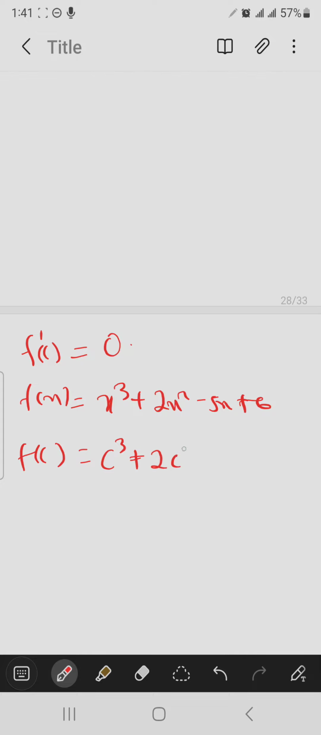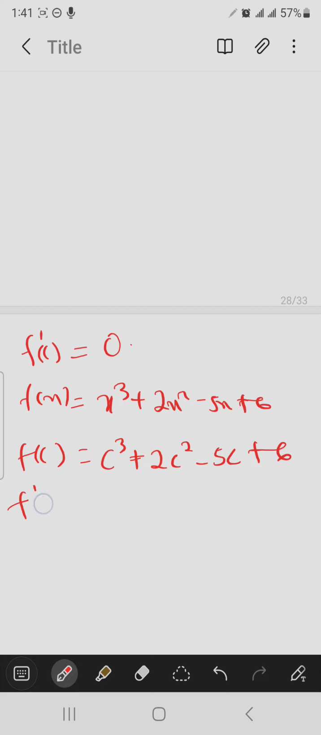But f of x is x to the power 3 plus 2x squared minus 5x plus 6. That's what f of x is. Now, if you want to find f prime of x, normally we want to find f prime of c. So it means that we are going to find f of c. F of c will now be equal to c raised to power 3 plus 2c squared minus 5c plus 6. That is what f of c will be.